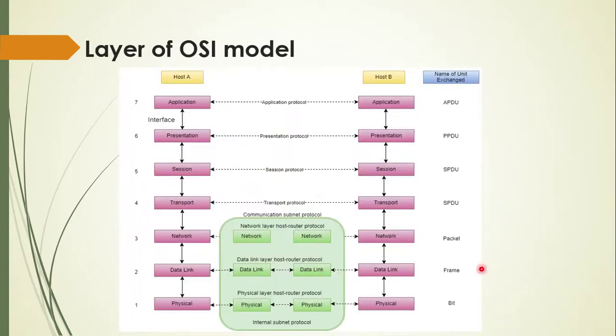This is the structure of the OSI model. Now see here, the layers of the OSI model. As I have explained earlier, the OSI model has 7 layers. See in the diagram, we have host A and host B. Host A is a sender and host B is a receiver. So host A sends data to the application layer, then application layer sends data to presentation layer, to session layer, to transport layer, to network layer, to data link layer, and data link layer sends data to physical layer. After that, the data is sent using this protocol to host B, that is our receiver.